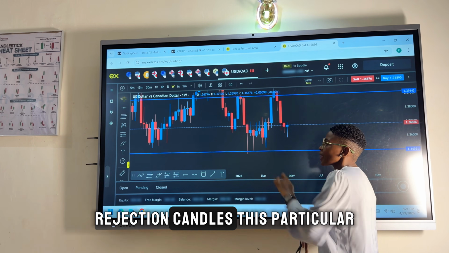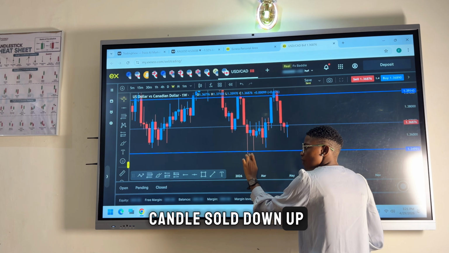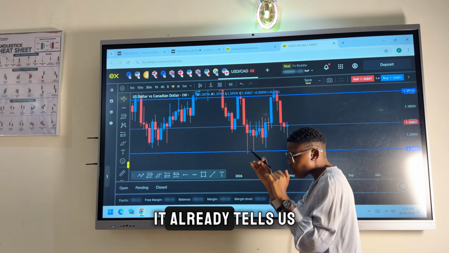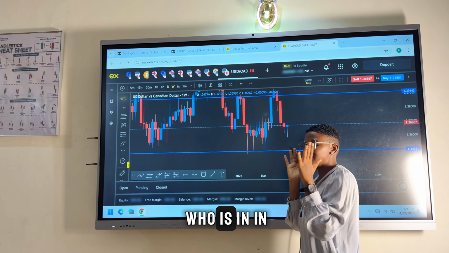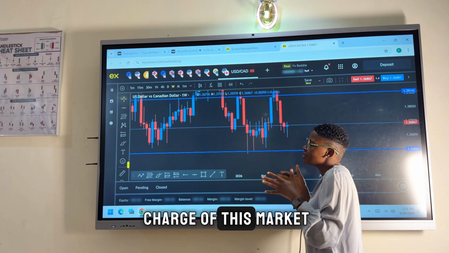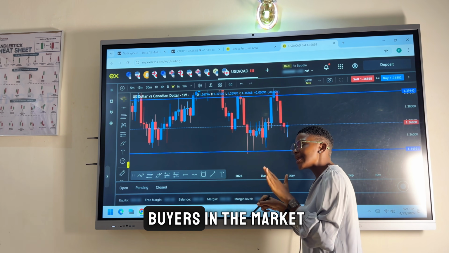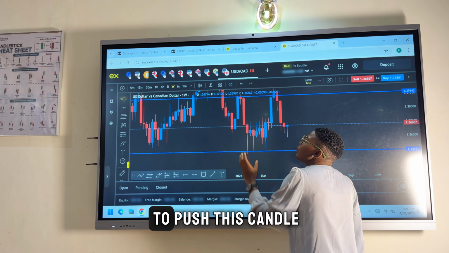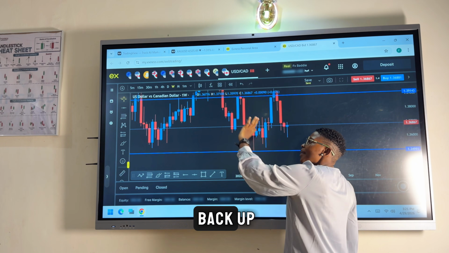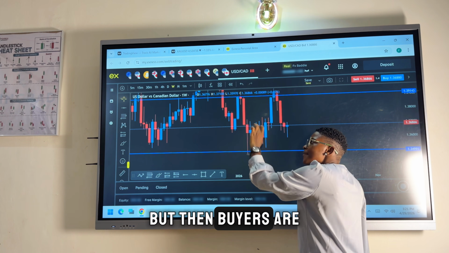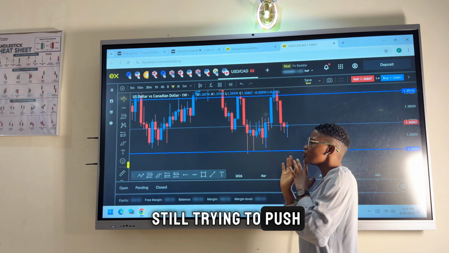Rejection candles. This particular candle sold down up till here, but buyers were able to push it up. It already tells us who is in charge of this market. It says at this time there were many buyers in the market, and they were able to push this candle back up. The next candle that formed sold, but then buyers are still trying to push it up.